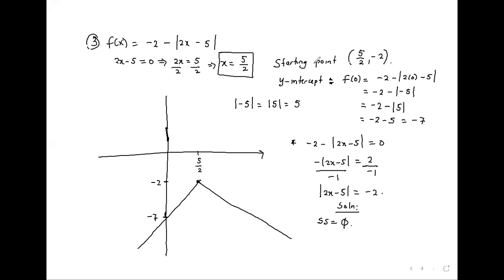If you pick this number 5/2 and take it in the function, f of 5/2, it will give us -2 minus modulus of 2 times 5/2 minus 5. These will cancel. So you get -2 minus 0, which is -2.